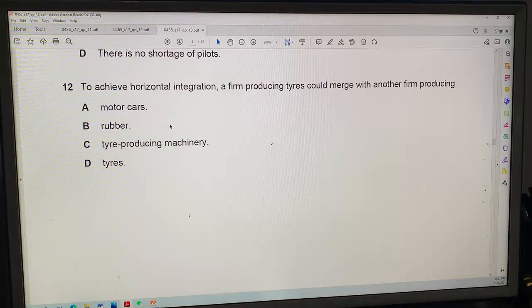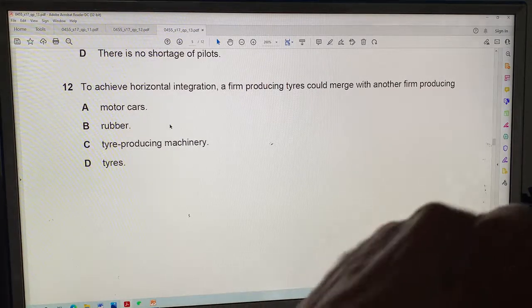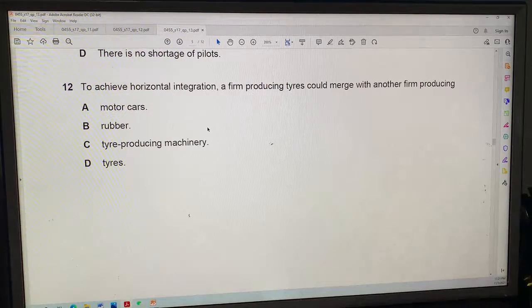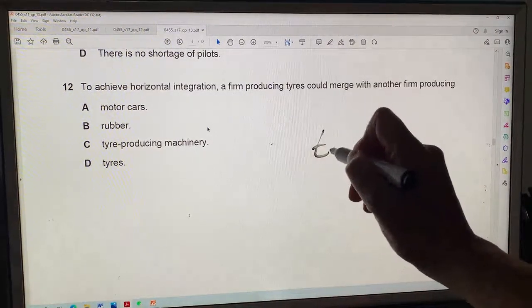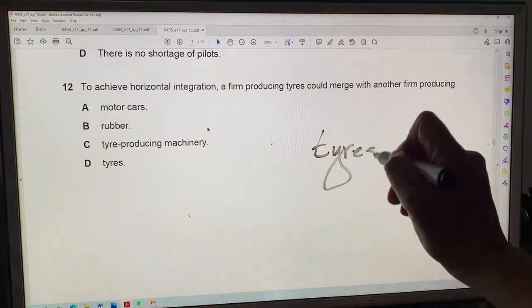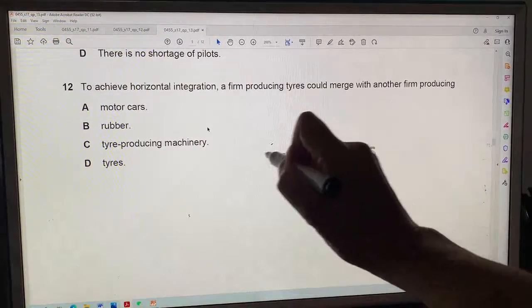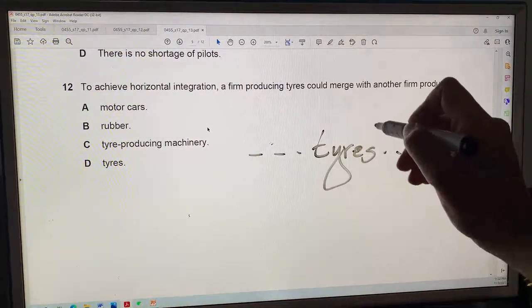To achieve horizontal integration, a firm producing tires could merge with another firm producing tires. Because horizontal integration is when a firm buys another firm in the same business at the same level of production. So here's tires, and you can buy another tire company.